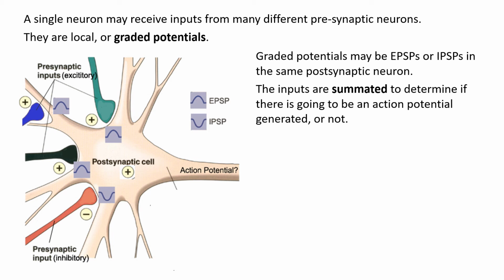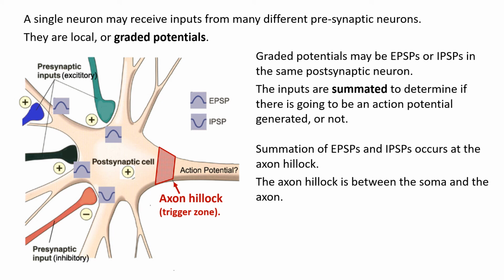To decide whether there is going to be an action potential generated, the inputs have to be summated. This just means they need to be summed up. And this happens at a place called the axon hillock. The axon hillock is between the soma and the axon. In sensory neurons, it has a different position and it tends to be called a trigger zone.